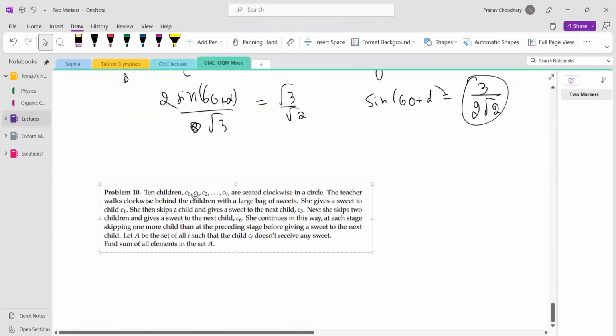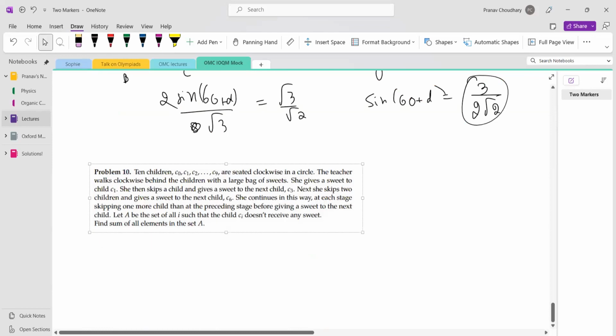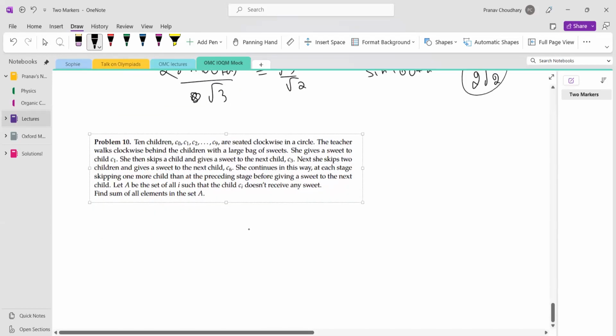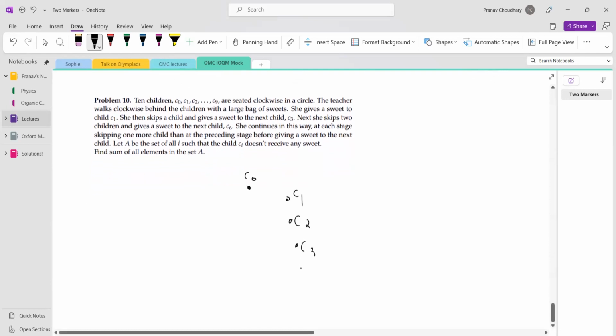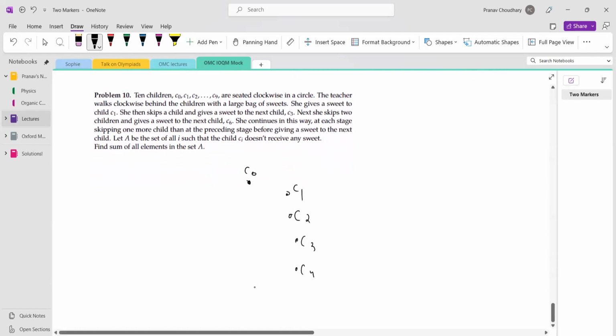Okay. This question is a nice question. So let's talk about intuition in this. Basically, there are 10 children, C0, C1, C2, C3. We are not talking about combo as well. We're not concerned with that. Bad joke, but I wanted to say something because I was bored writing this.